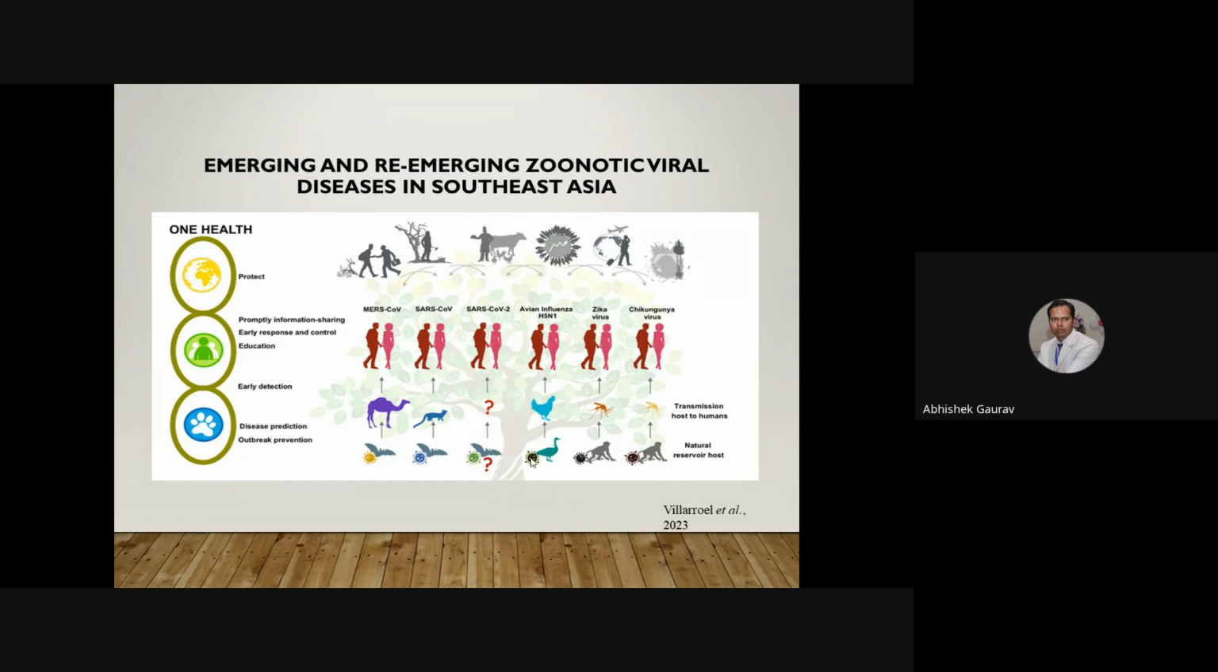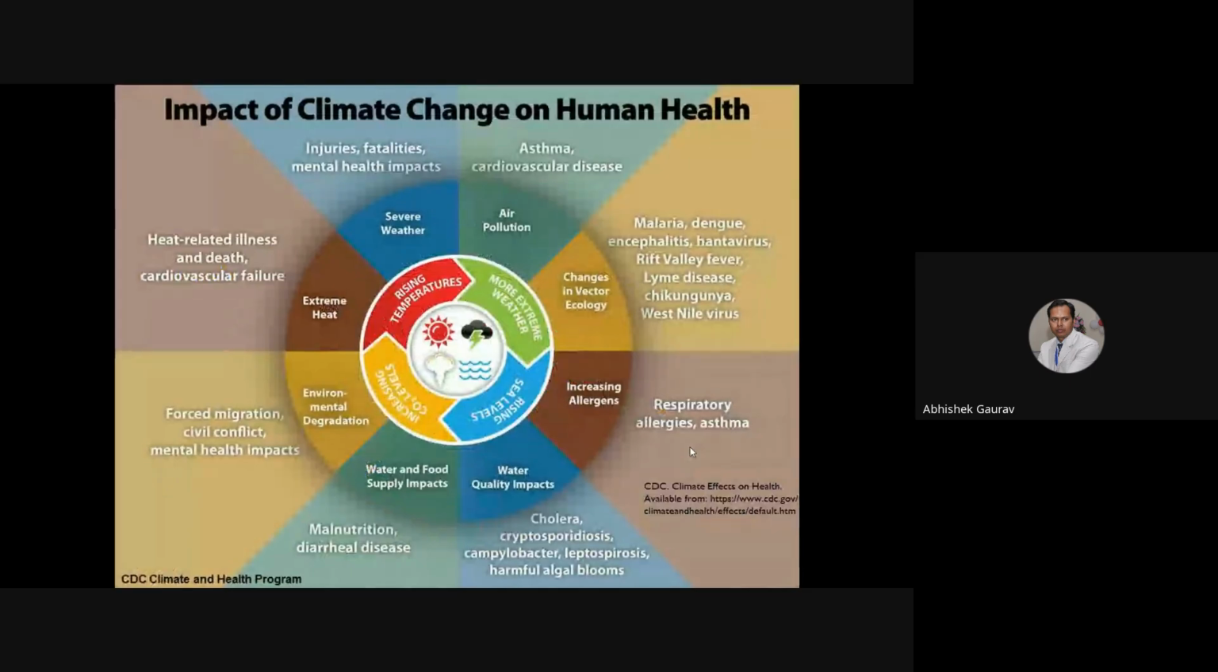Bird flu from the waterfowls to the poultry coming to human beings. Zika virus coming from the monkeys through the Aedes mosquito and infecting the human being. Chikungunya through the Aedes mosquito coming from the monkeys. So these are some of the viral zoonotic diseases in Southeast Asia, and how we can control them: by outbreak prevention, disease prediction, early detection, education, early response, prompt information sharing. We can protect from these viral zoonotic diseases.